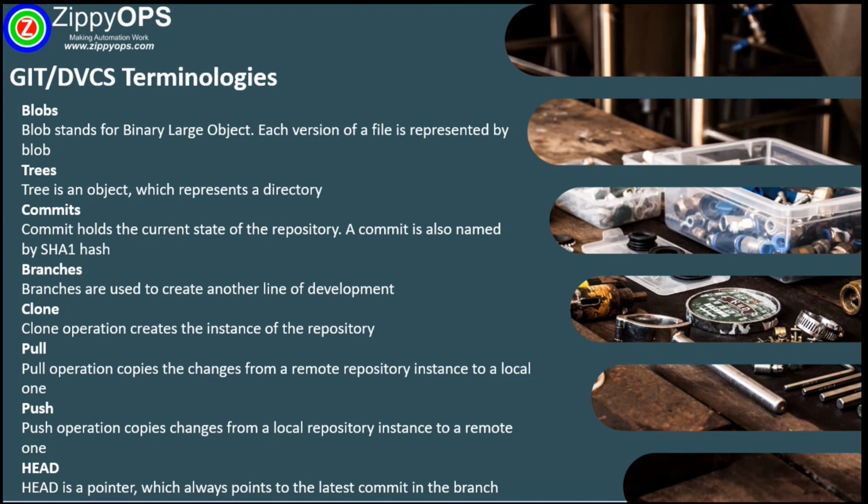So blob is the actual file storage, tree is the directory structure, and commits are the hash value of a particular version of the source code. Branches: you can create multiple branches. Clone will copy the complete repository onto your local machine. Pull will just pull the difference. Push will push the code to the centralized repository, and here I also want to highlight that push will only send the difference. It will not try to push the complete repository, and head always points to the latest commit of the repo.